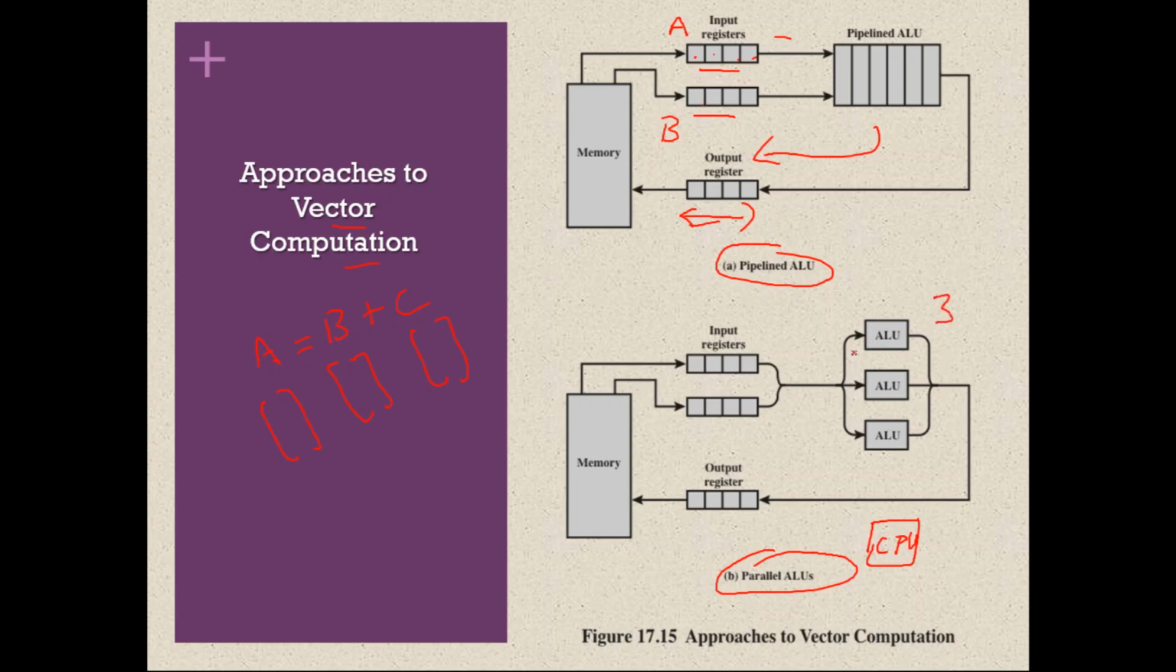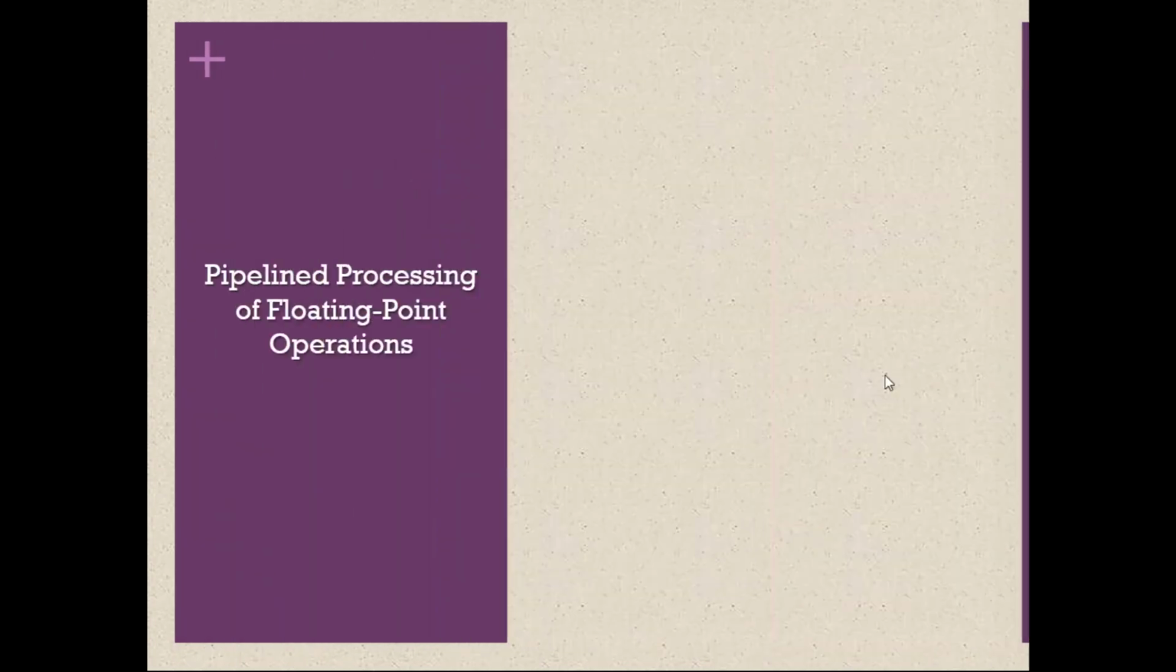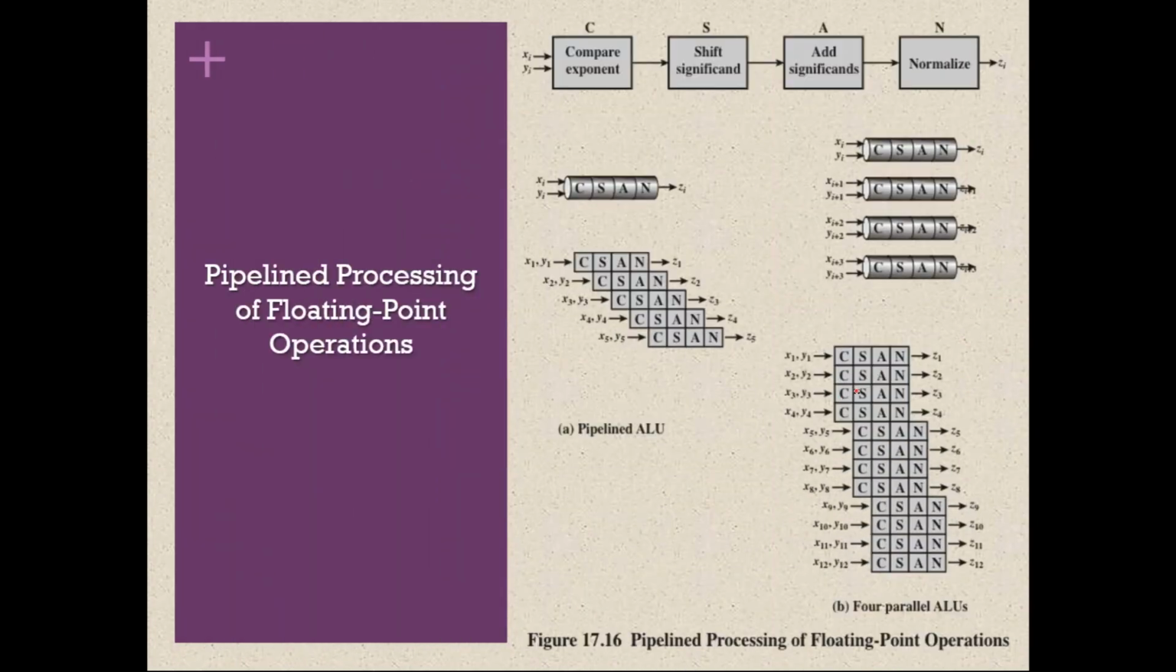But again, these 3 ALUs can be pipelined. We will discuss that with an example. Let us assume that a typical arithmetic operation involves all these stages. It should go through all these stages. Normally, a floating point operation should go through all these stages.